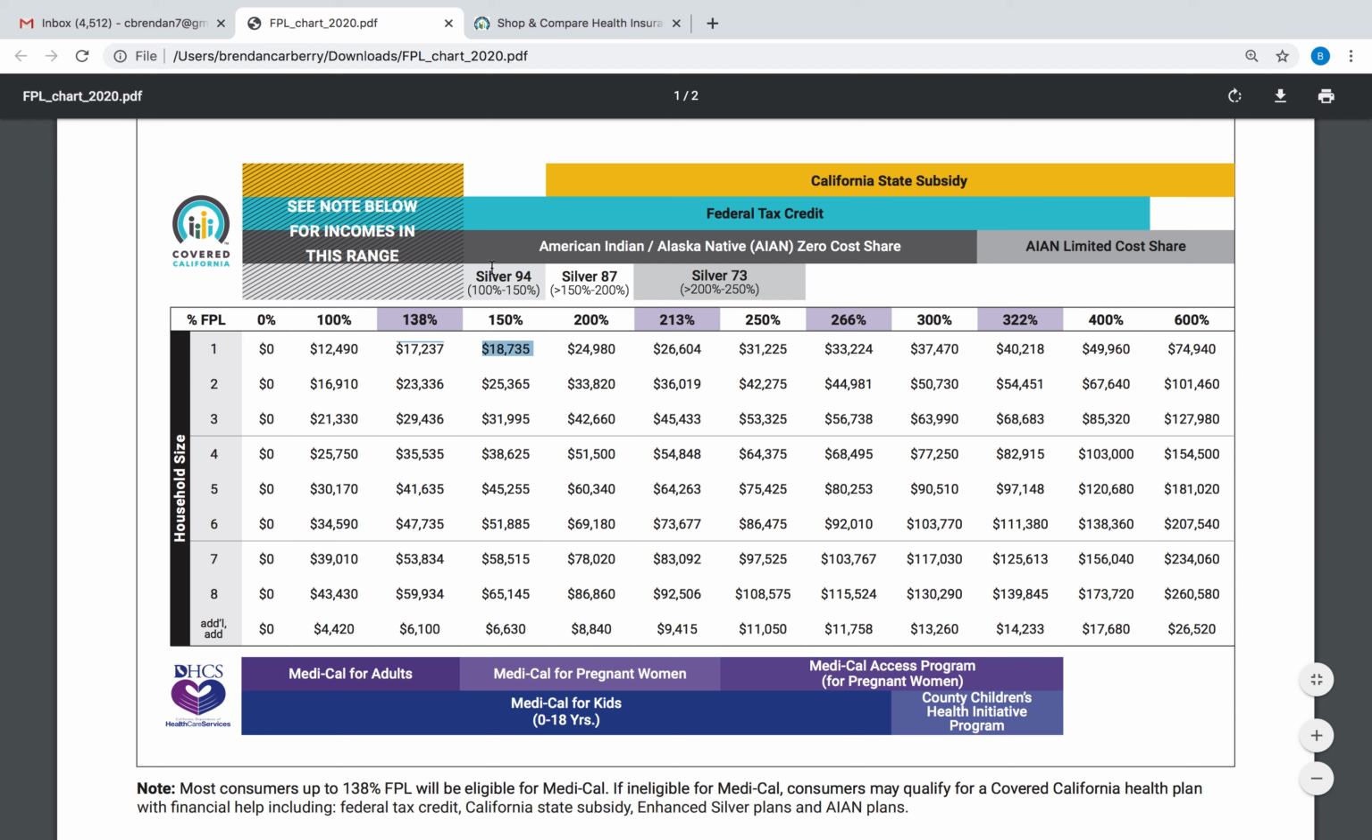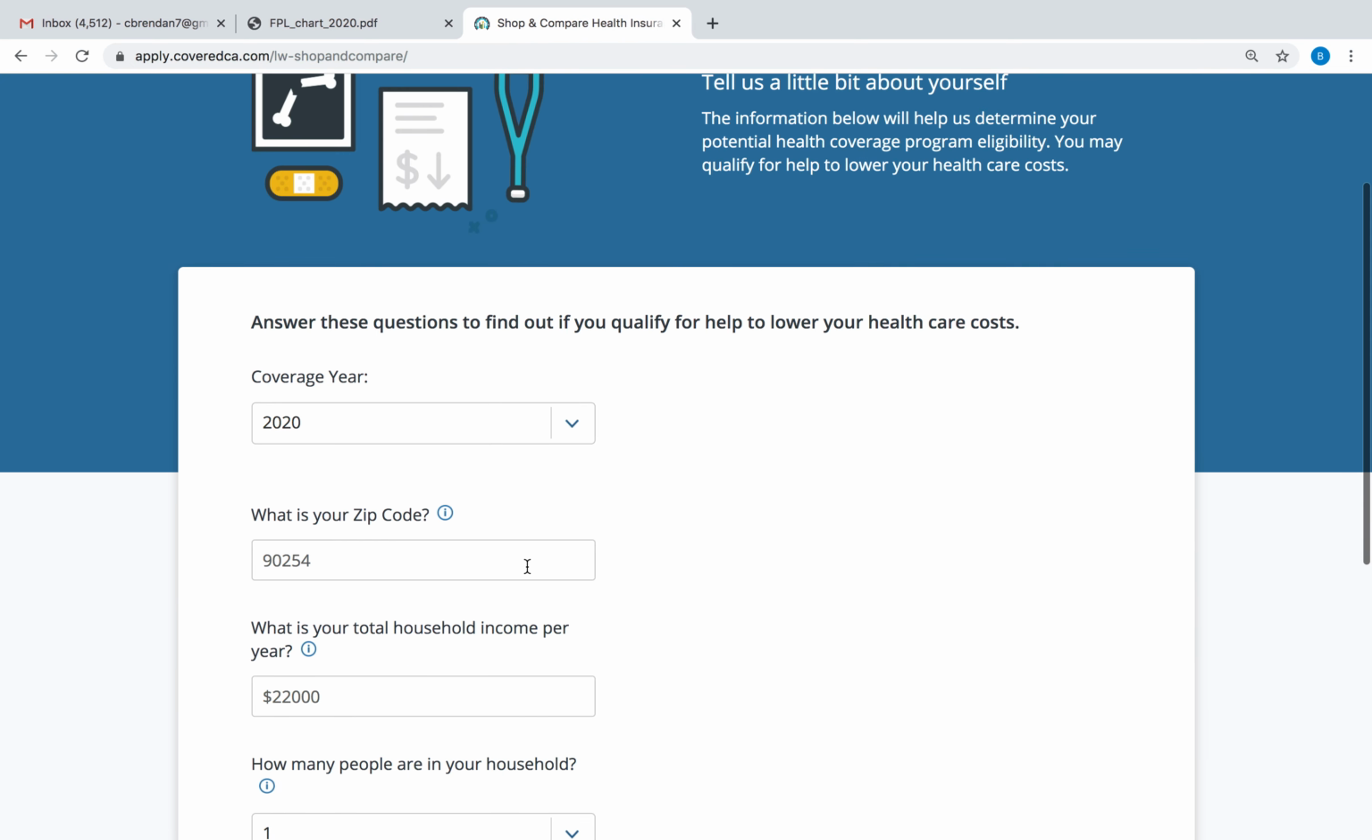Okay, let's take another look here. That was the silver 87, which is a pretty good plan. Silver 73 is between this range here, 26,604 and 31,225. We'll take a look at that. Let's go with, how about 29,000.